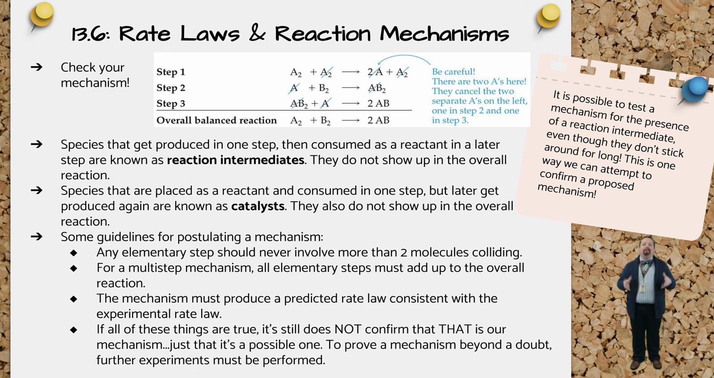If all of those are true, it's important to remember that that just means that our mechanism is possible. Chemists would have to perform further experiments on the reaction to determine without a doubt which mechanism is the true mechanism. For instance, in our mechanism above, a chemist might perform a test to see if AB2 molecules ever exist in the reaction. If so, that's an indicator that our mechanism is probably true.